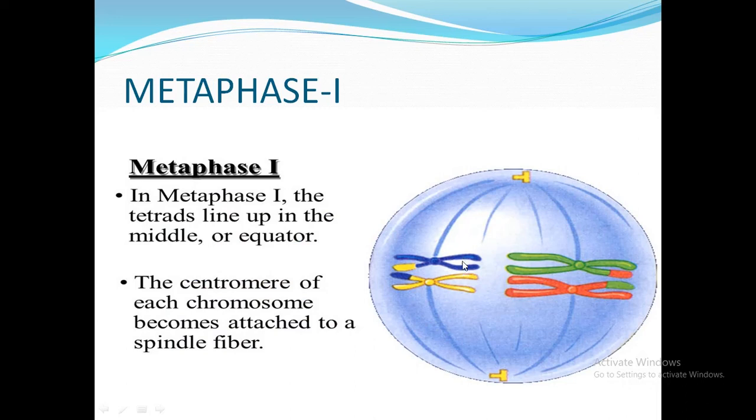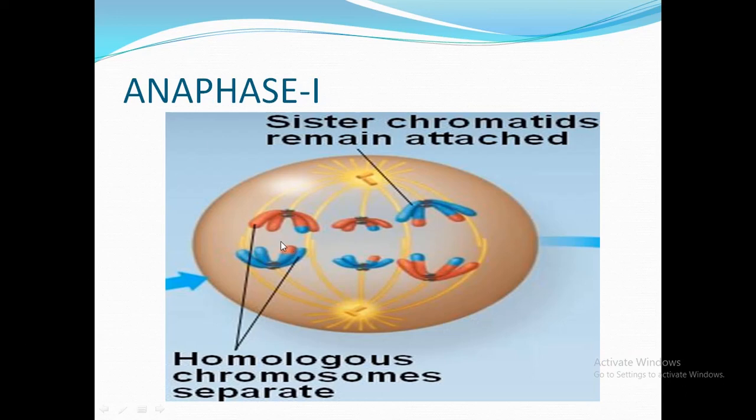You can see these sister chromatids are not separated. In mitosis, sister chromatids separate, but in anaphase 1 of meiosis 1, sister chromatids do not separate. Only the homologous chromosomes separate. Here you can see the spindle fibers start pulling the homologous chromosomes to opposite poles, so that one partner chromosome goes to one pole and the other partner goes to the other pole.